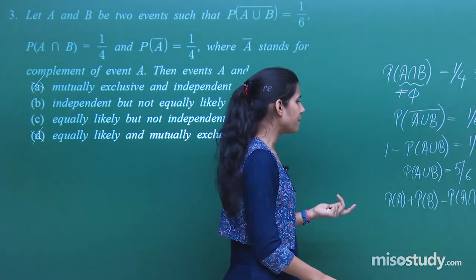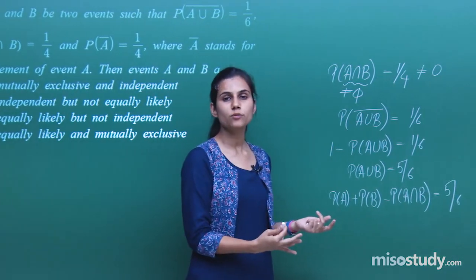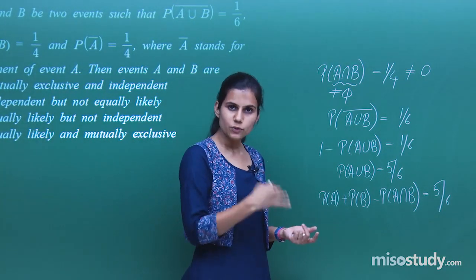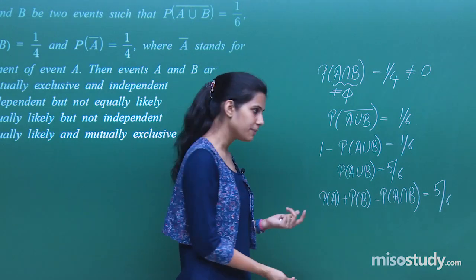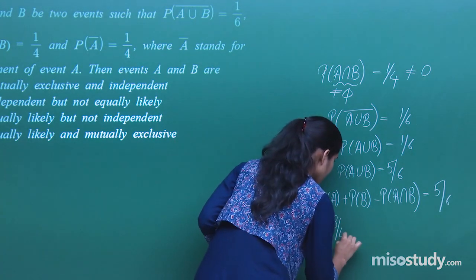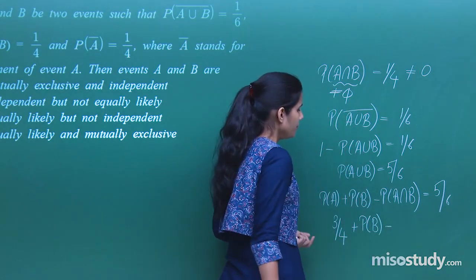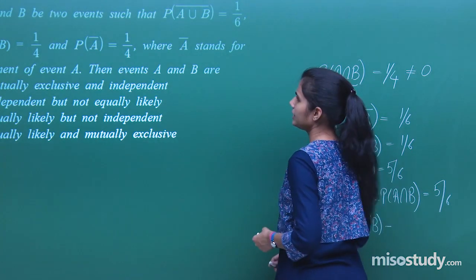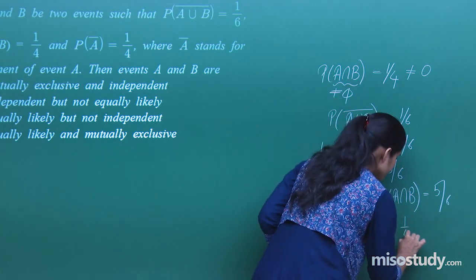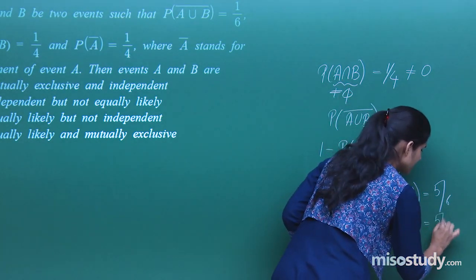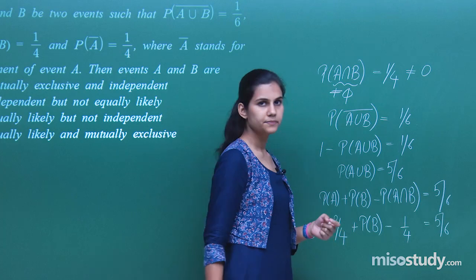Now, you are given that probability of not happening of event A is 1 by 4. That means probability of happening of event A will be 1 minus probability of not happening of event A. That is 1 minus 1 by 4, which is 3 by 4. Probability of B, I don't know. Probability of A intersection B is given to me as 1 by 4, and this is 5 by 6.